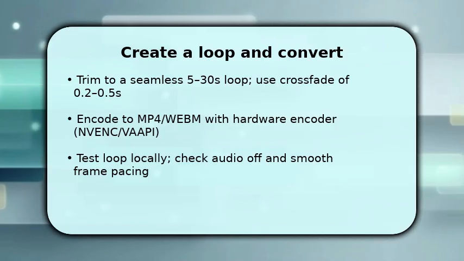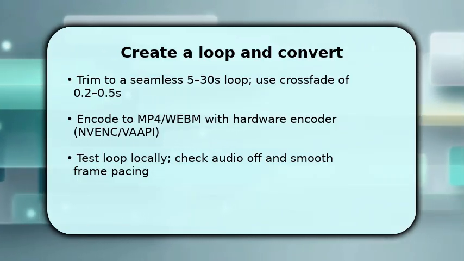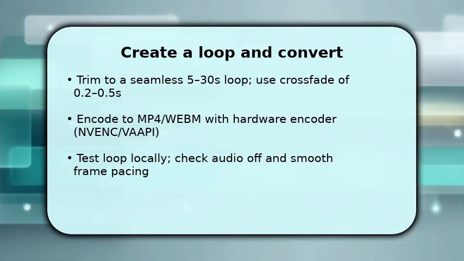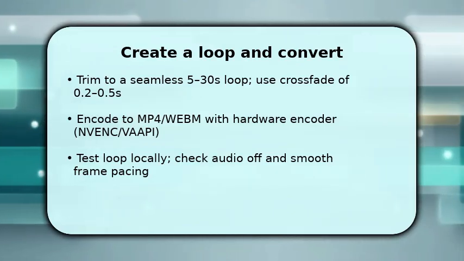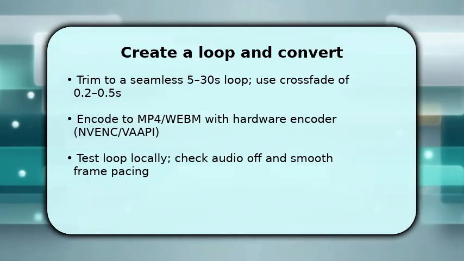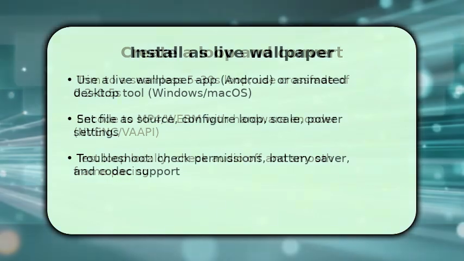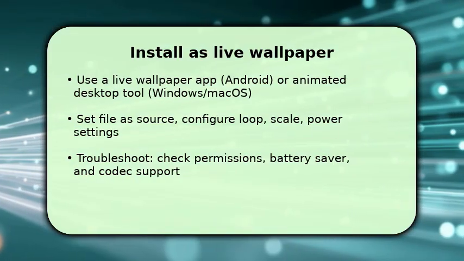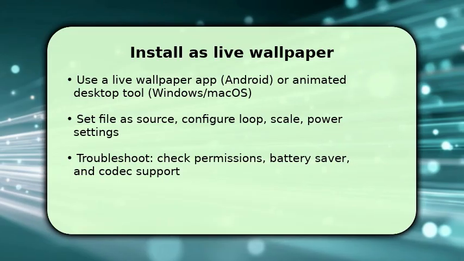Export using a hardware encoder like NVENC or VAAPI to keep CPU load low. Choose MP4 or WebM depending on your target platform. Once exported, play the file on your device to verify frame pacing and silence, because audio must be off for wallpaper use. Finally, you install the clip as a live wallpaper using the appropriate app for your platform.